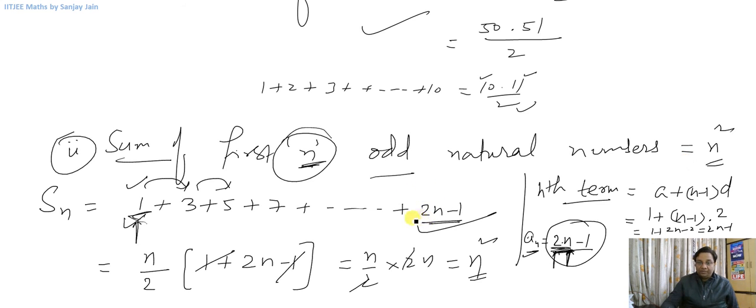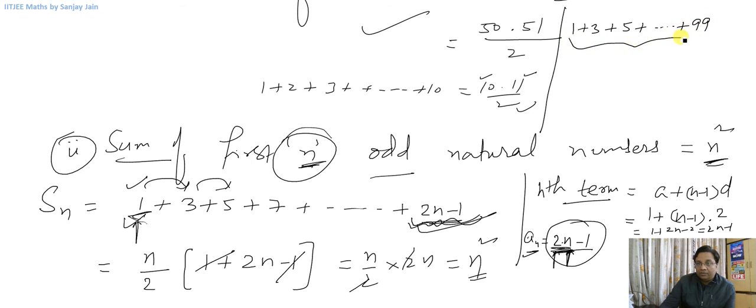But you need to keep in mind that nth odd number is 2n minus 1 here, right? So you need to first of all count how many odd natural numbers are written, and then you can apply this formula. What I mean is, let us say you need to find 1 plus 3 plus 5 plus up to, let us say, 99. Now what will be this sum?